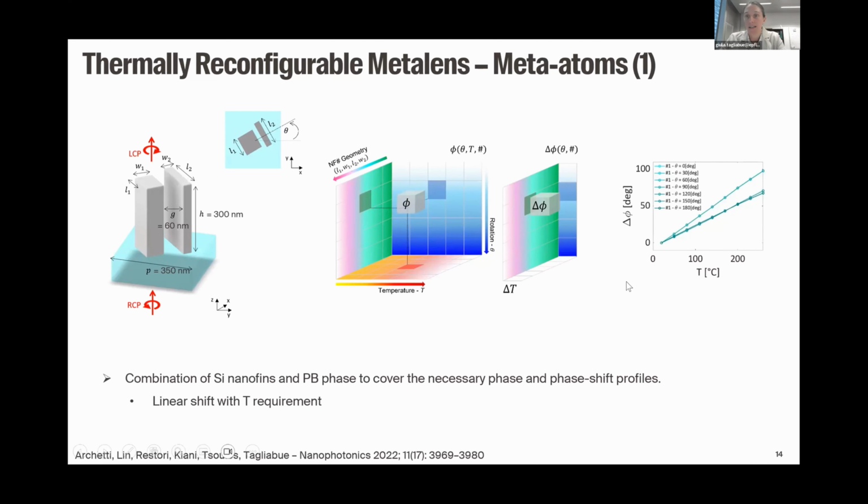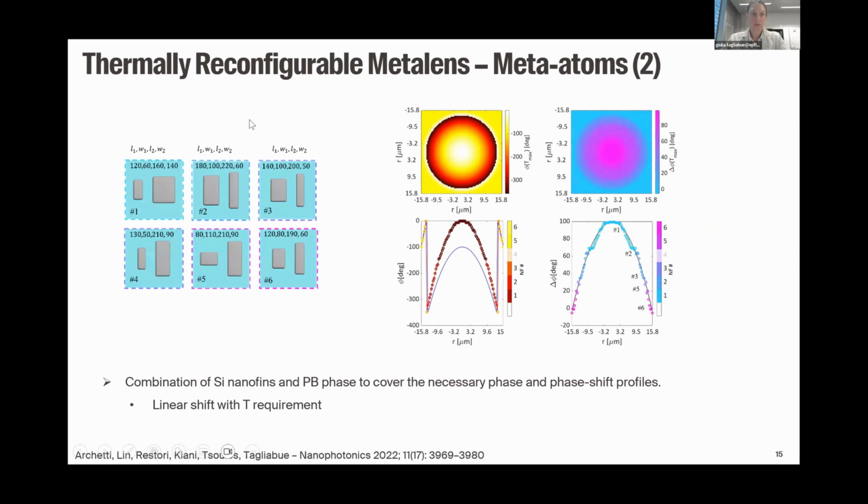Indeed, not all of them had a good, reasonably linear change. And so eventually from this wide parameter space, we could identify 6 elements that allow us to cover all these requirements. We couldn't identify a 2π phase modulation, unfortunately, in the delta phase. So we could not realize a lens that was able to wrap up the phase, but at least we could cover the phase range needed for around 50 micrometer diameter lens and around 200 micrometer in focal length.